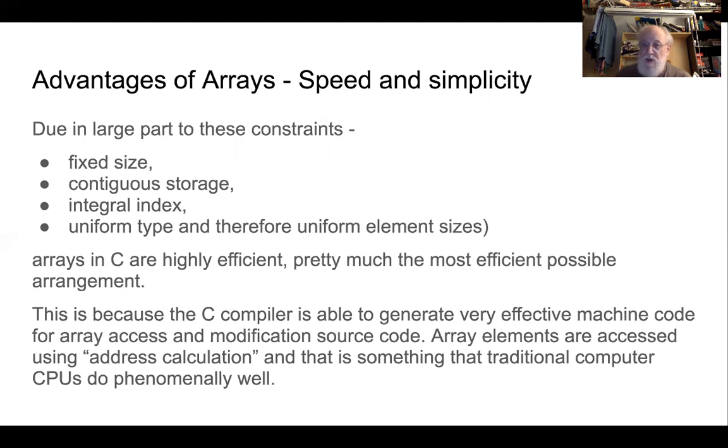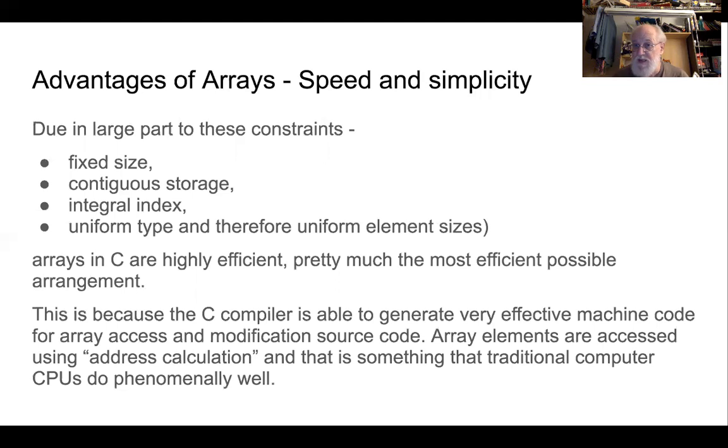Contiguous storage means you don't have to search all over memory to find the next element. You can just move over one address, and there it is. They have an integral index, which means the calculations for where a particular element is in memory are really fast, because CPUs can do integer arithmetic very, very quickly. And they have a uniform type. In other words, an array is either all ints or all chars or all floats, but it can't be a mixture of those. They're a uniform type, and therefore each element is the same size.